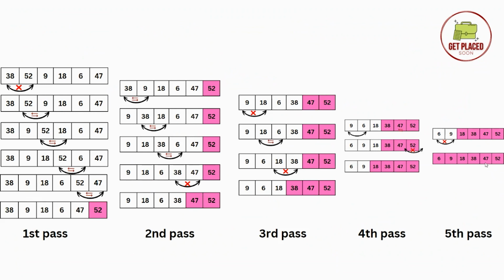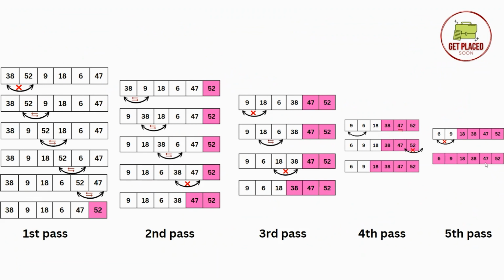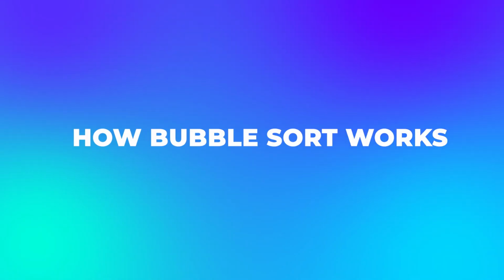So after each pass, you can see here we have 5 passes, right? After each pass, the number of unsorted elements reduces. In the first pass, one element is sorted, that is 52. In the second pass, 2 elements are sorted, in the pink color you can see. In the third pass, 3 elements are sorted. Fourth pass, 4 elements are sorted. So at each and every pass, the number of unsorted elements reduces. Okay. Now let's go and see step by step how bubble sort works.